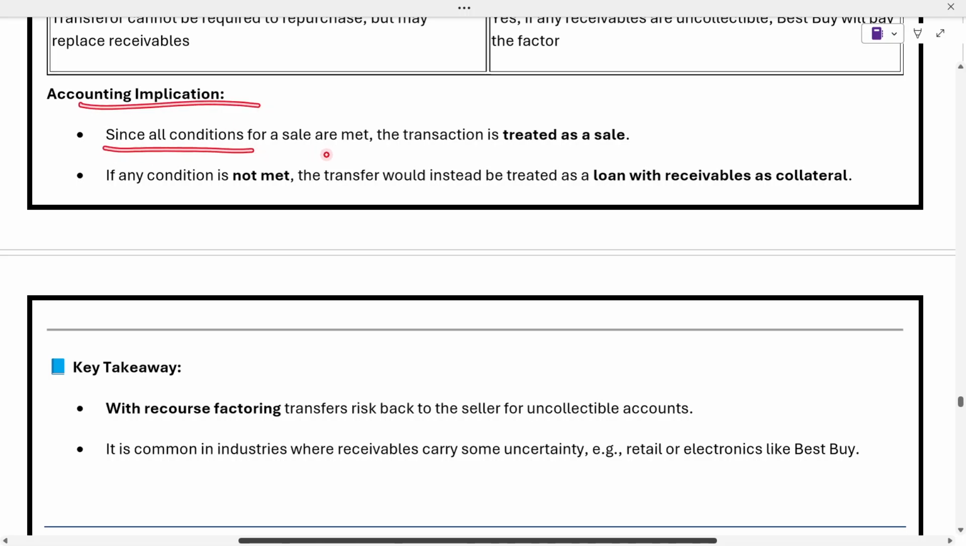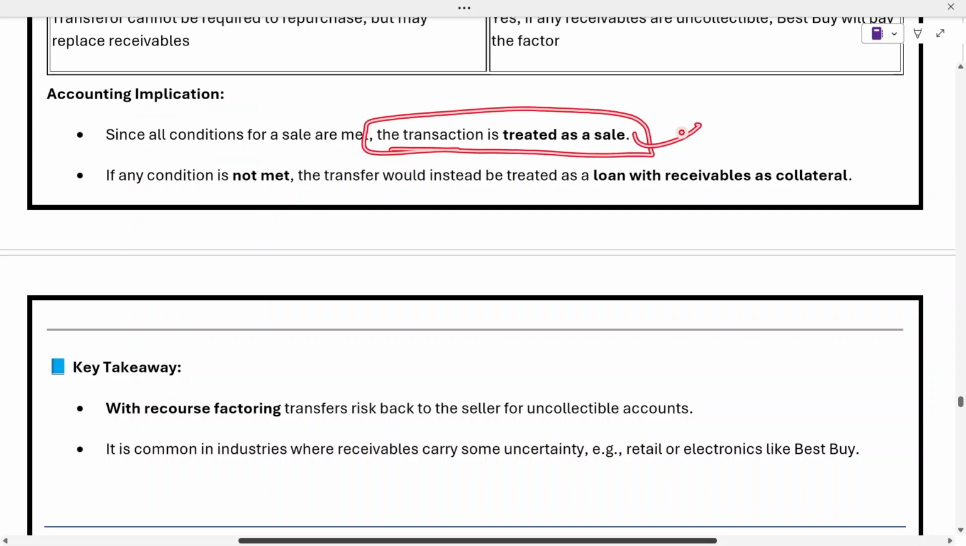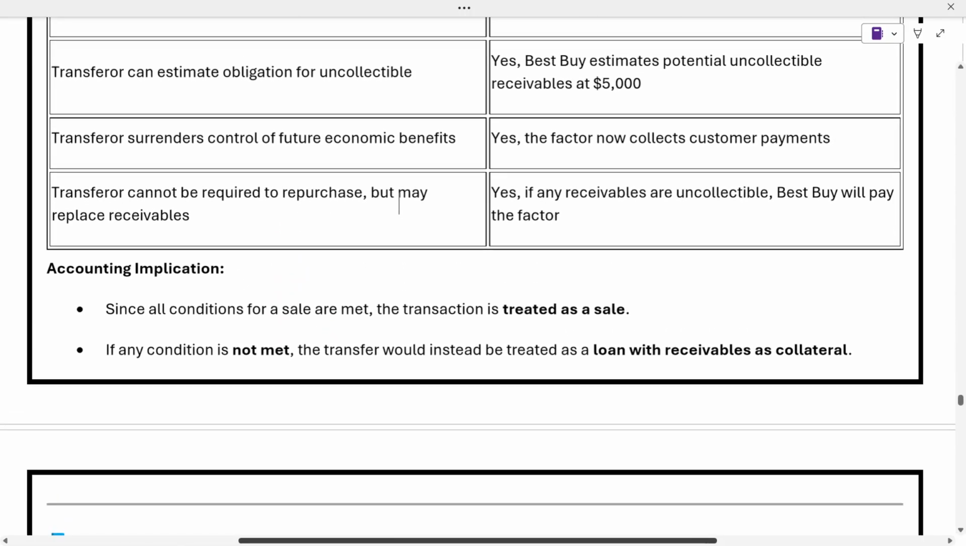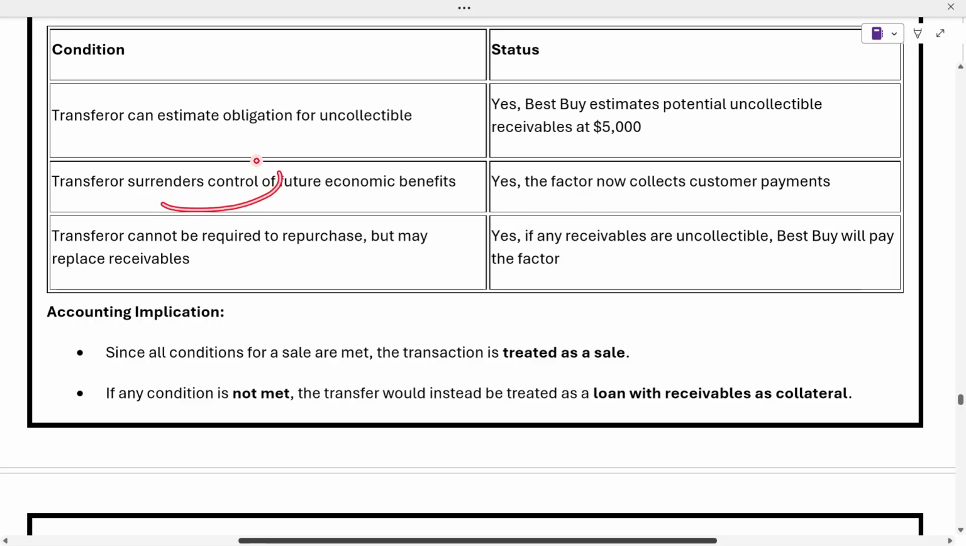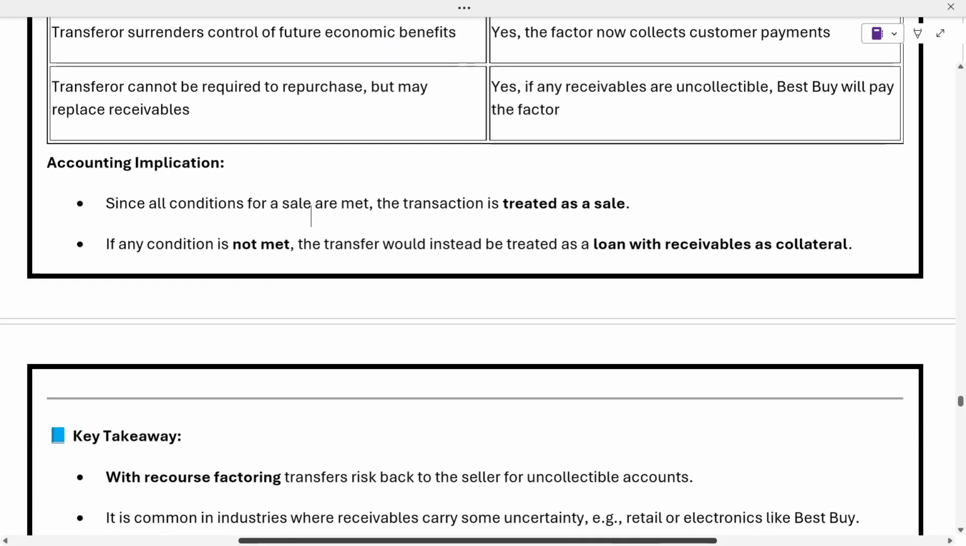Since all conditions for the sale are met, the transaction is treated as a sale, because this is the condition for sale. When we read about revenue recognition, within that chapter, the conditions for sale were that control is being transferred, economic benefits are being transferred. So if this is treated as a transfer, then this is a sale because all those conditions are met.